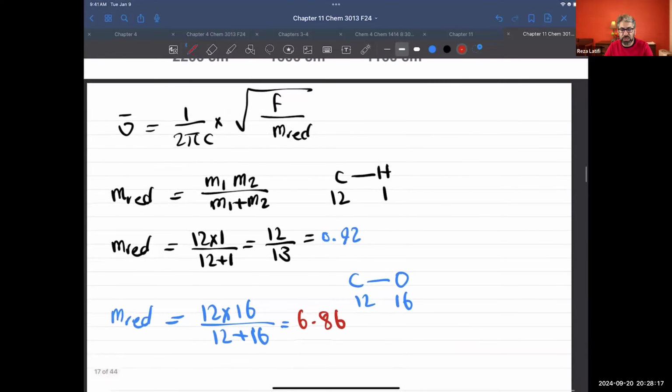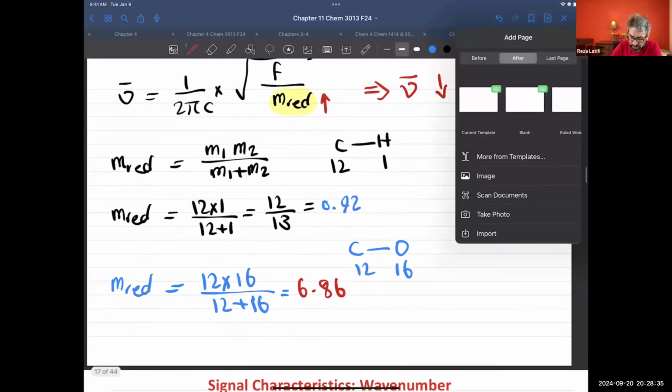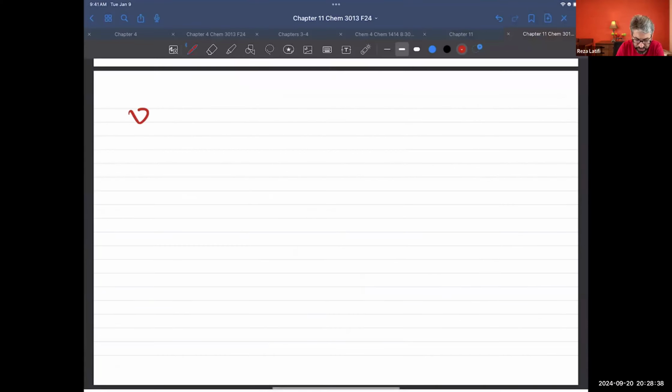Okay, let's go back and check the reduced mass. Where is the reduced mass? Reduced mass is inside the denominator. And what will happen if the denominator goes up? As the denominator goes up, the frequency number will go down. So you can say the wave number is inversely connected to the reduced mass.